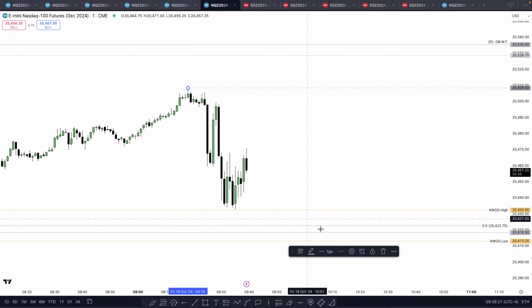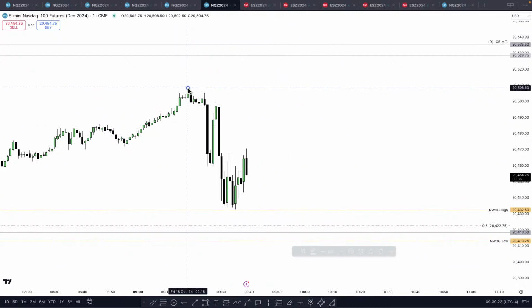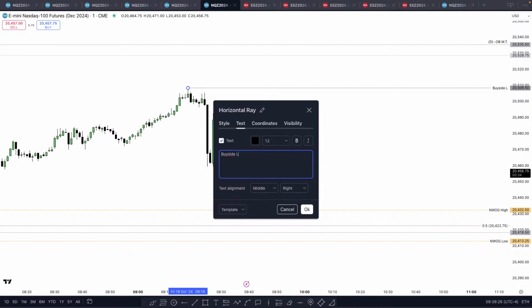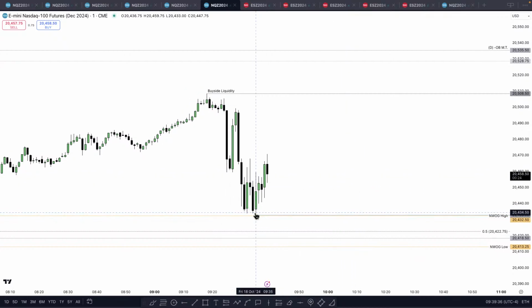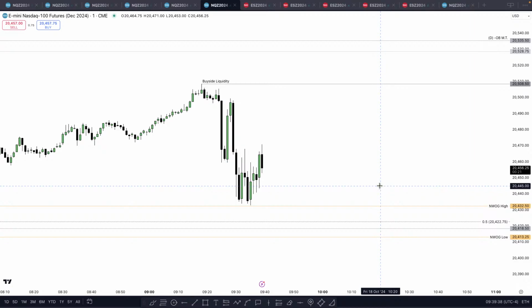Now I'm just continuing to go down to this 1 minute time frame and just refining the plan, refining the range, looking for liquidity pools, right? As we wait there, again, I'm not going to mark it because it's right on the new week opening gap.